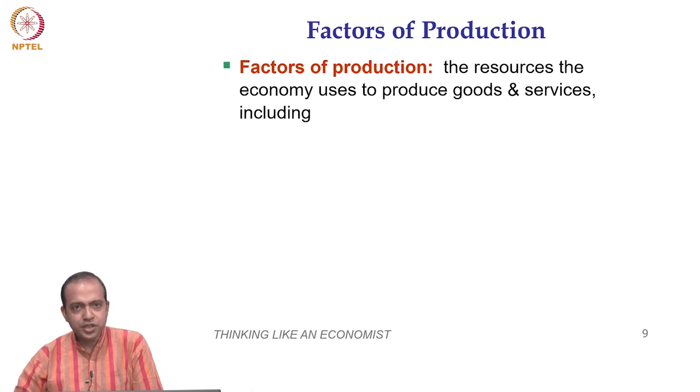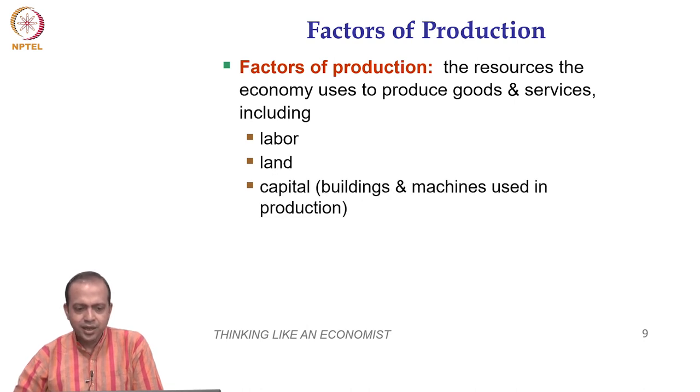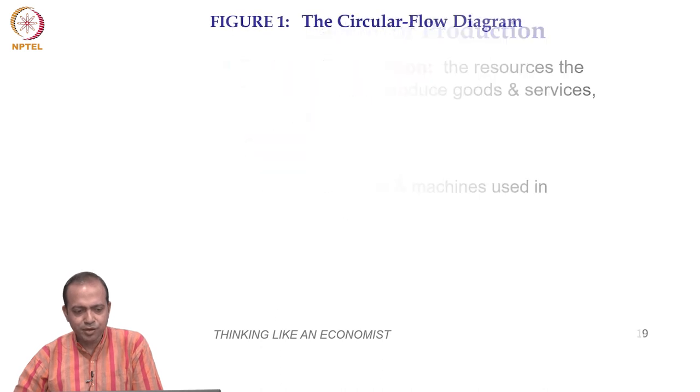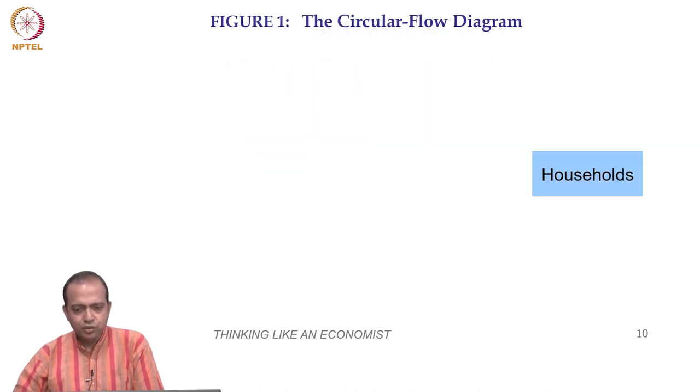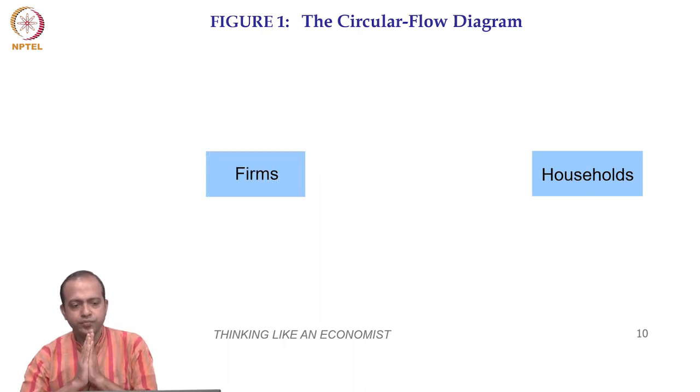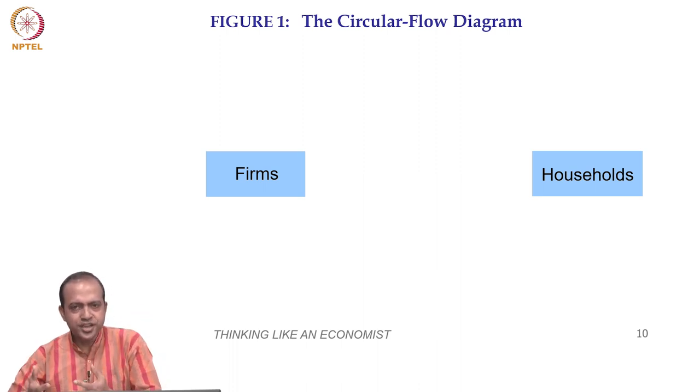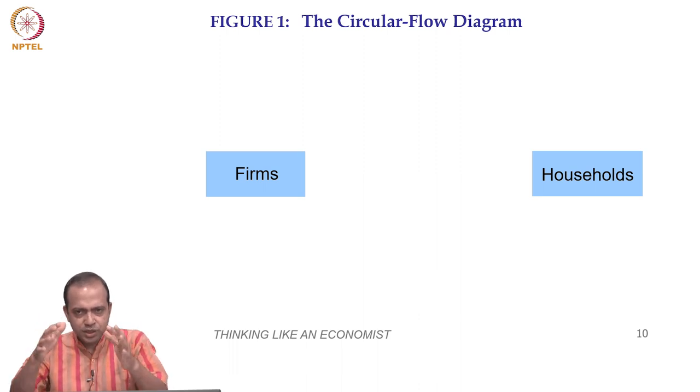So the factors of production are basically the resources that the economy uses to produce goods and services, and that includes labor, land, capital. Okay, labor, land, capital, and these are the two sectors, firm sector and household sector. The firm sector produces output and the household sector consumes that output. Okay, so apart from these two, there is nothing else in an economy. Households mean you, me, everyone, we constitute the household. And here is the firm, they produce the goods and services.